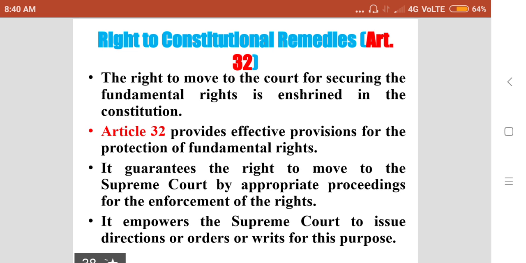Right to constitutional remedies, Article 32. The right to move to the court for securing the fundamental rights is enshrined in the Constitution. Article 32 provides effective provisions for the protection of fundamental rights. It guarantees the right to move to the Supreme Court by appropriate proceedings for the enforcement of the rights. It empowers the Supreme Court to issue directions or orders or writs for this purpose.